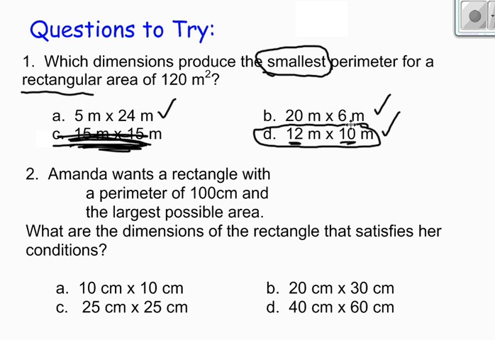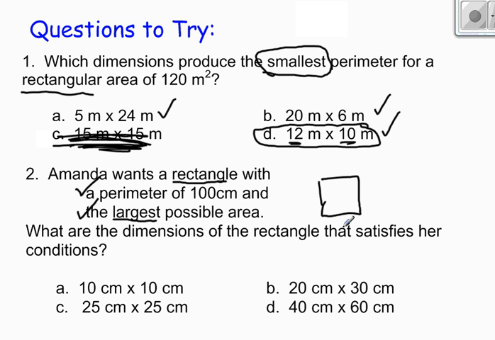The next one says, Amanda wants a rectangle with a perimeter of 100 and the largest possible area. So again, keywords: rectangle and the word largest. You know you're optimizing, so you know that we should be thinking about a square.